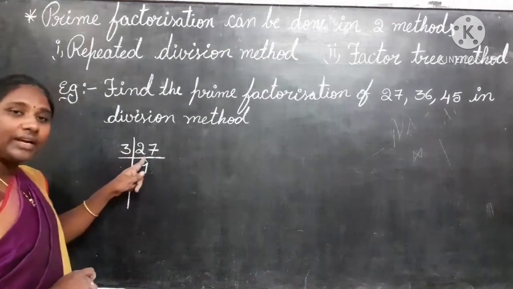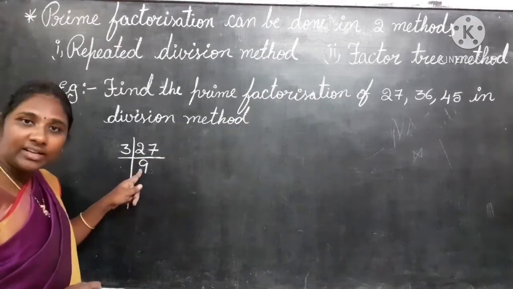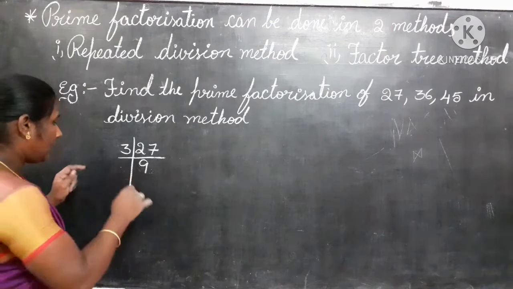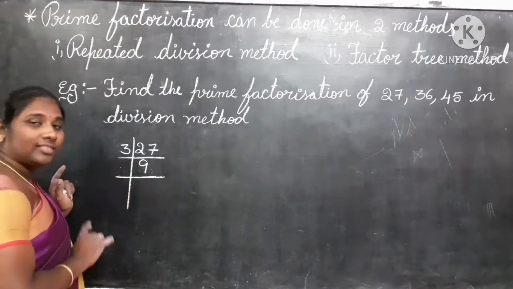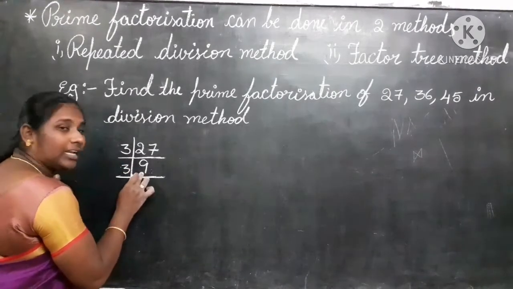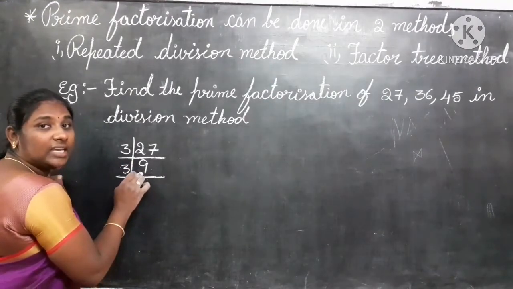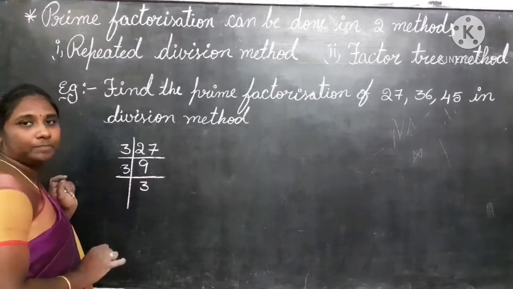Next, will this 9 come in the 2 table? No. It comes in the 3 table, so again we write 3 here. 3 threes are 9, so we write one more 3 here.